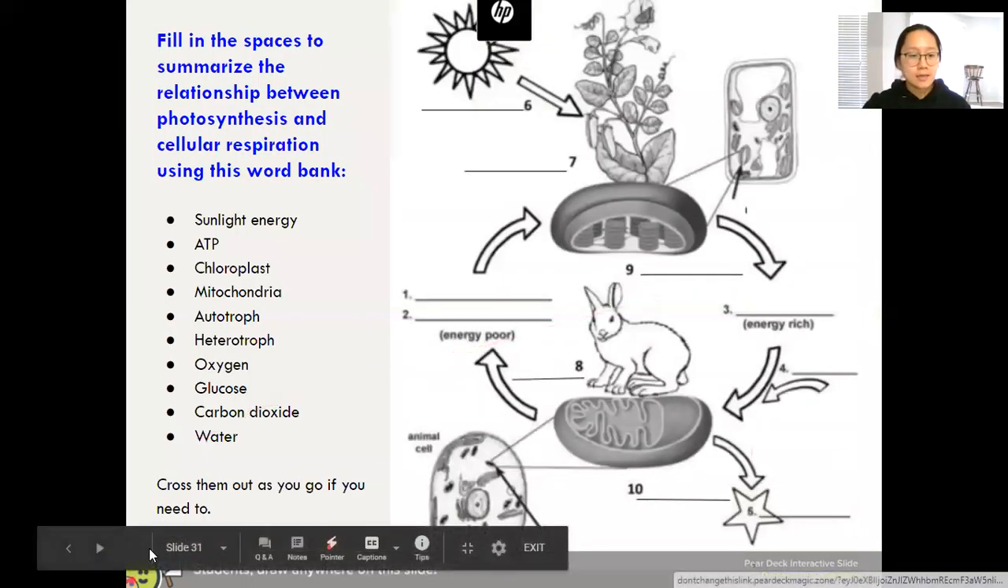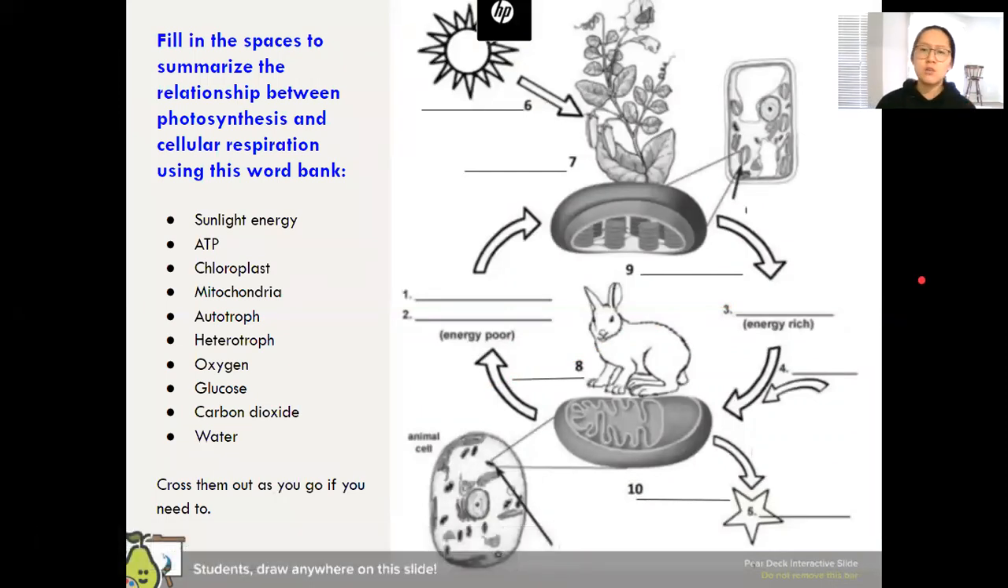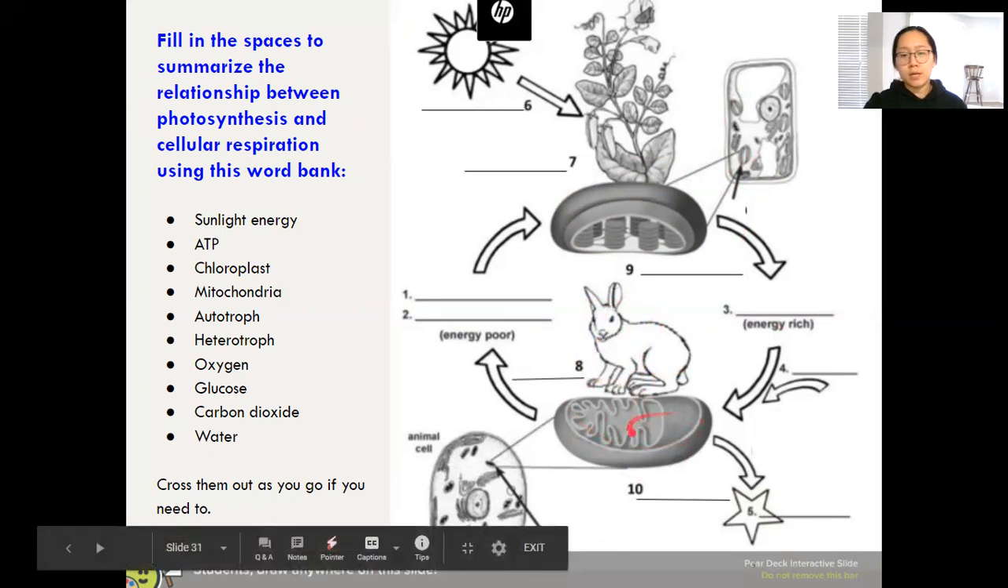And I think the last thing I'm going to have you do is to use the word bank and fill out this graphic organizer. So as you can see, there's a sun, there's a plant, there's a chloroplast, there's an animal or a consumer, there's a heterotroph with its mitochondria, there's a star representing some kind of energy molecule that's going to be produced in a certain process. And you're going to fill the blanks in here.